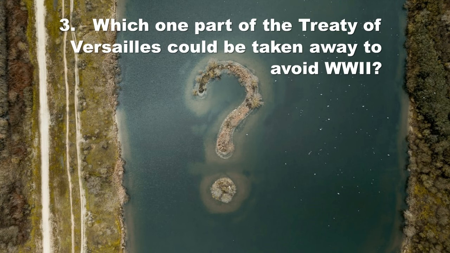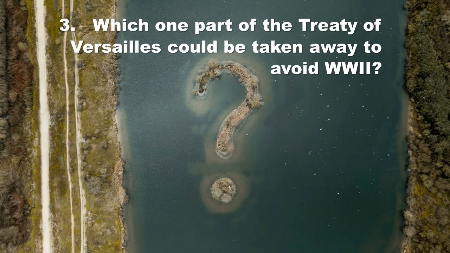Our third question is, which one part of the Treaty of Versailles could be taken to avoid WW2? Probably the biggest problem with the Treaty of Versailles was the amount of reparations that Germany had to pay. The Big Four insisted that Germany take complete blame for the war. Let me correct that. Three out of the Big Four, not including Wilson, insisted on a severe punishment.